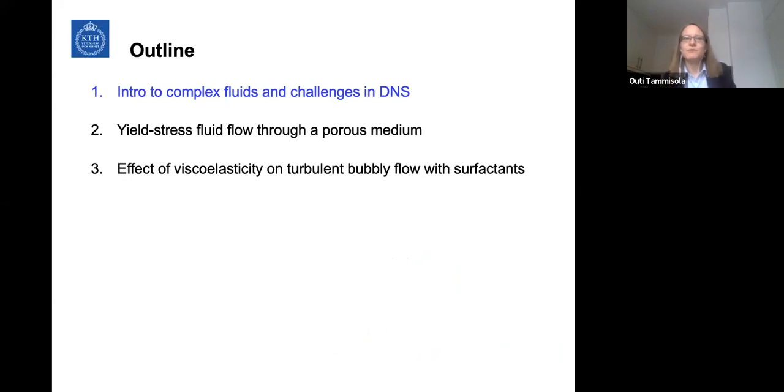So I thought that I would first give an introduction to the kind of complex fluids that we simulate and the challenges that we get, or anyone will get, in direct numerical simulations when trying it. And then give just two examples of the kind of studies that we do. The first is a yield-stress fluid flow through a porous medium. And the second is the effect of viscoelasticity on bubbly flow with surfactants in the turbulent regime. There are many other studies we have done as well, but I just took these examples today.